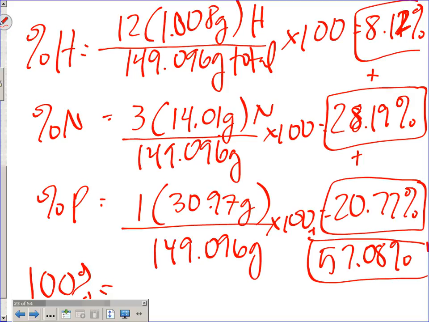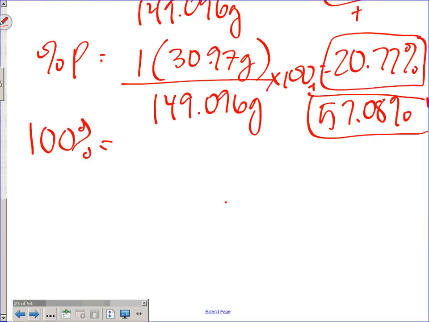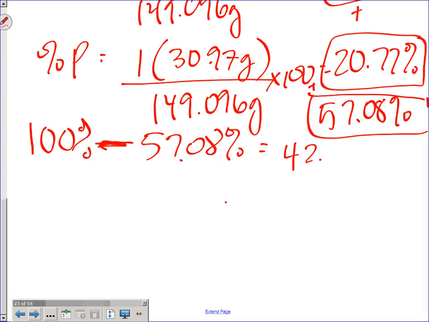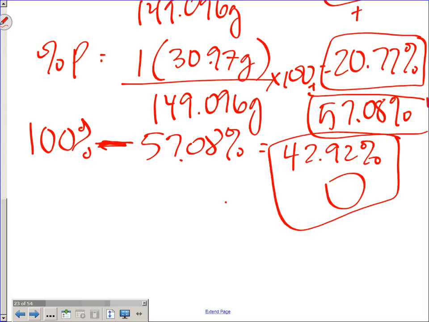About 42%, because it's going to be the residual part of 100. So if you do 100 minus the percentages we already got of 57.08, the rest is going to be oxygen. So that was what, 42%? And that's going to be oxygen versus doing the whole thing again. So you've got two ways to approach it.